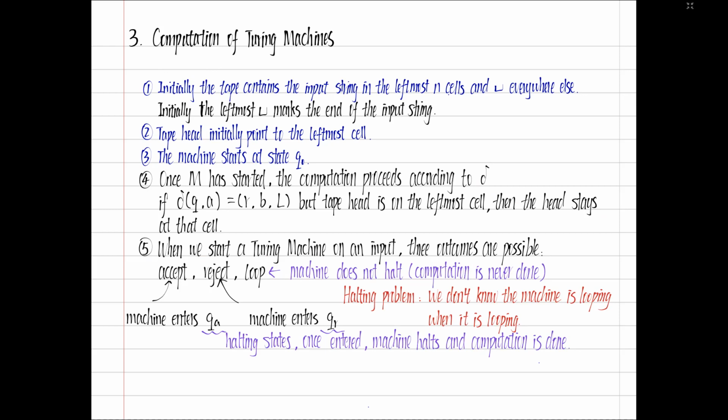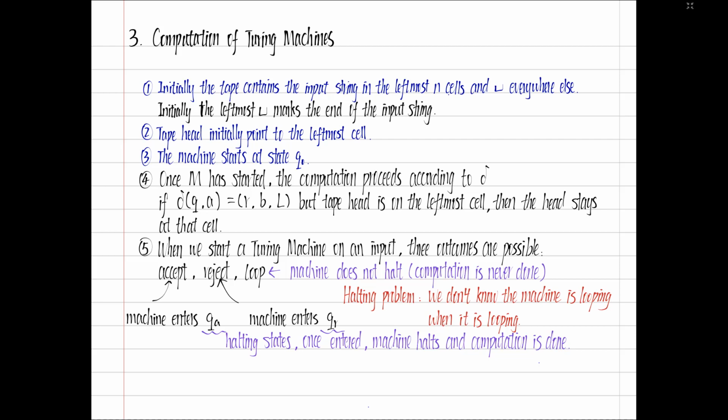Now that we know how the machine transfers according to the transition function, we can talk about the computation of the machine on an input string W. Assume W contains n symbols, W1, W2, all the way to Wn. Initially, M receives its input W on the leftmost n cells of the tape, and the rest of the tape is blank symbols. The tape head points to the leftmost cell, and the machine starts at Q0.